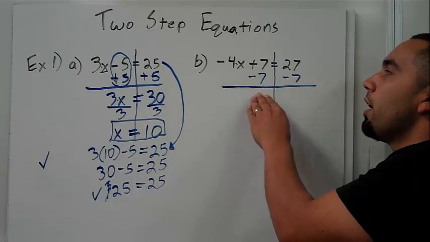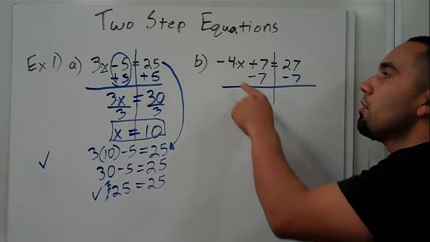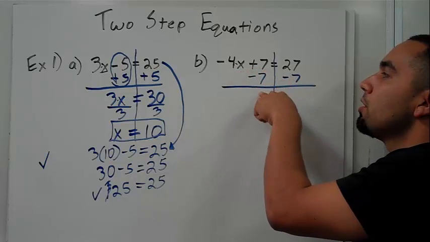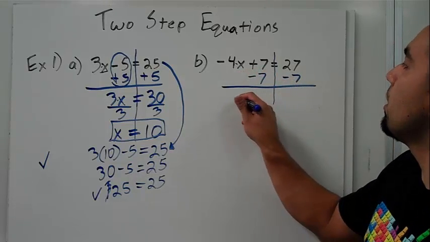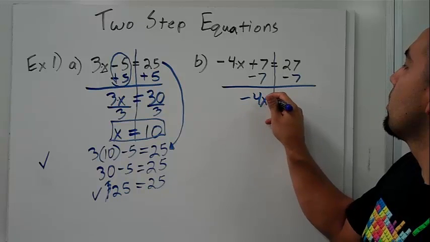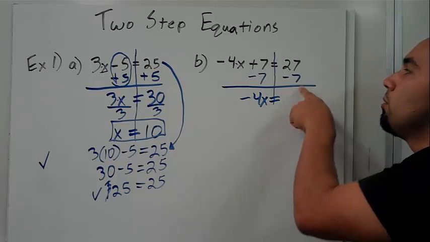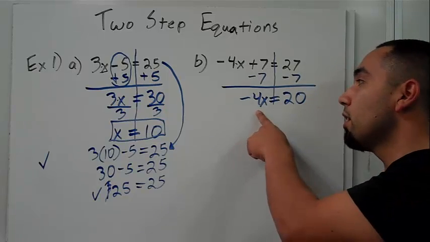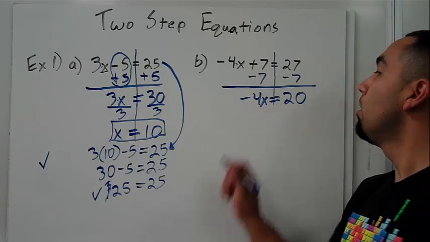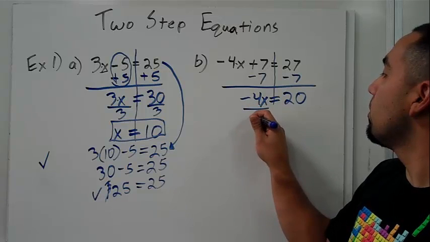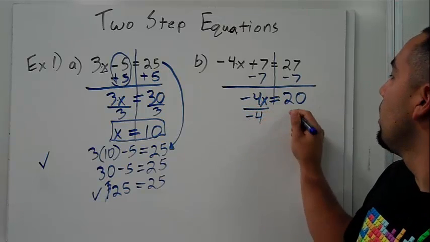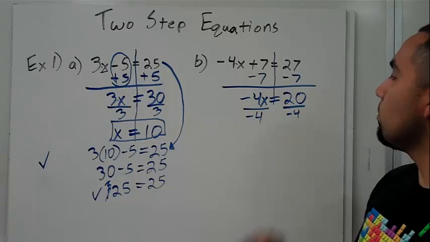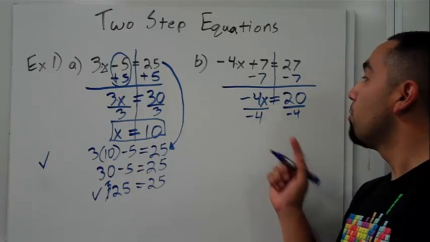And again, I always want to line them up under like terms. Okay, so negative 4x, subtract 7, I get negative 4x. Just getting ahead of myself there. Equals 20. Okay, and again, one more step. All I have to do is, since x is being multiplied by negative 4, I divide by negative 4. Okay, divide by negative 4.